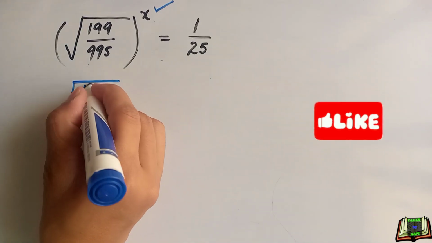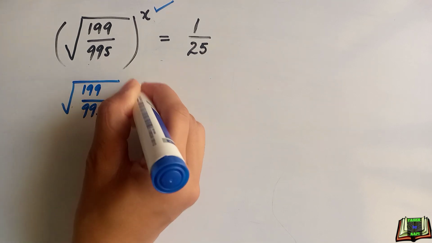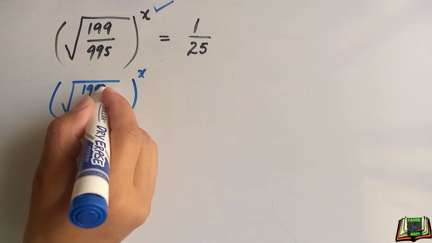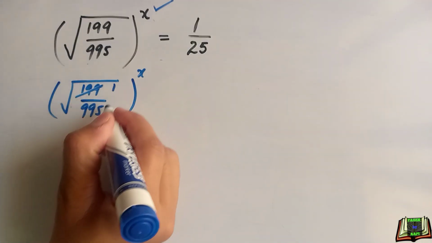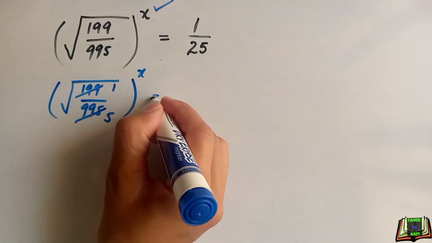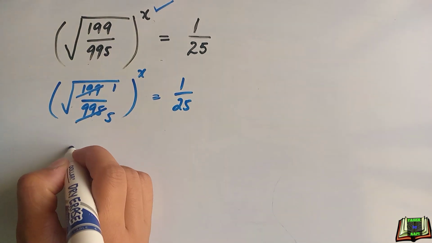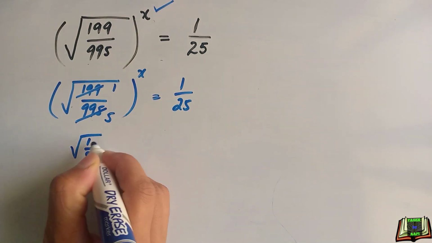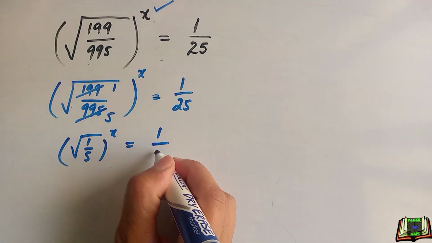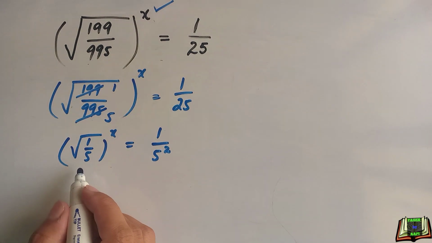We have square root of 199 divided by 995 whole power x. We are going to simplify this big number. 199 times 1 is 199 and 5 times 199 is 995, and the right hand side stays as it is. Now we have square root of 1 over 5 whole power x is equal to 1 over 25, which can be written as 5 to the power 2. 5 times 5 is 25.